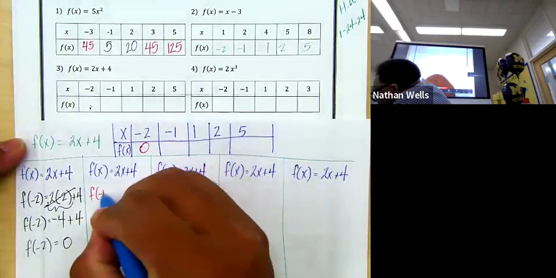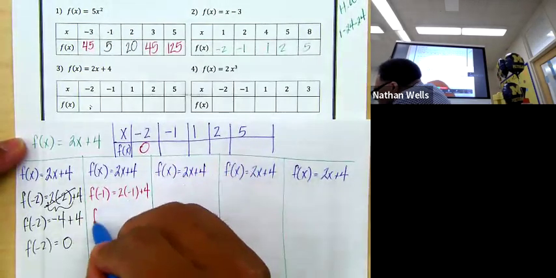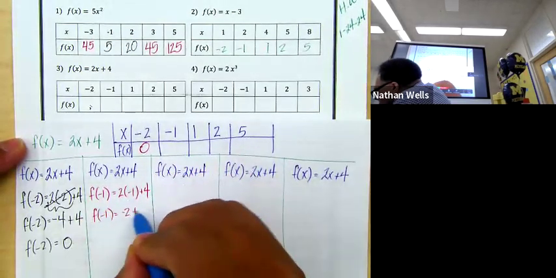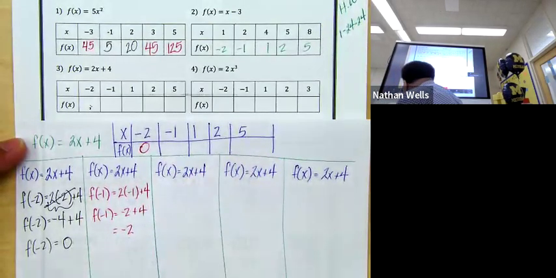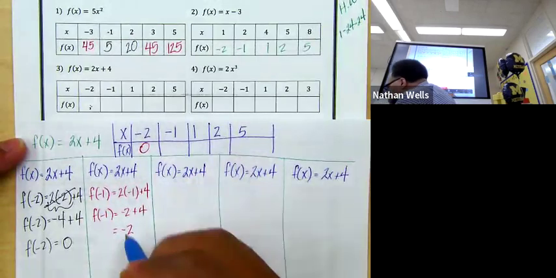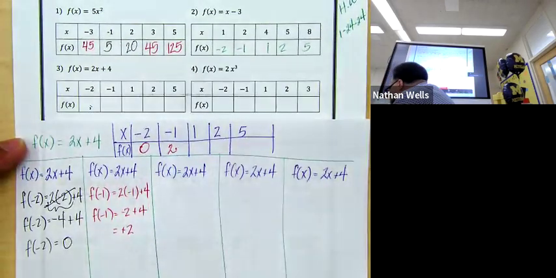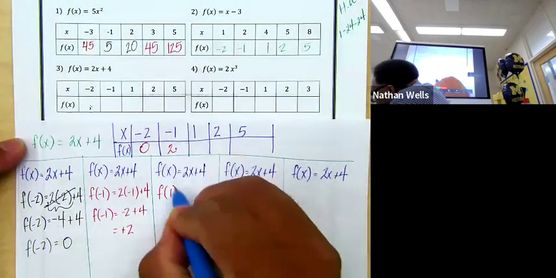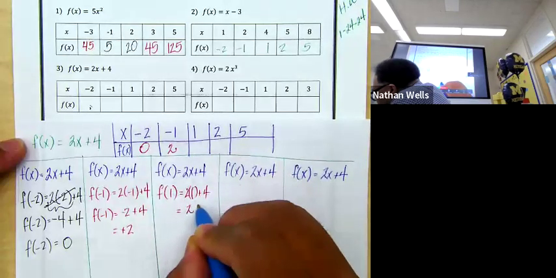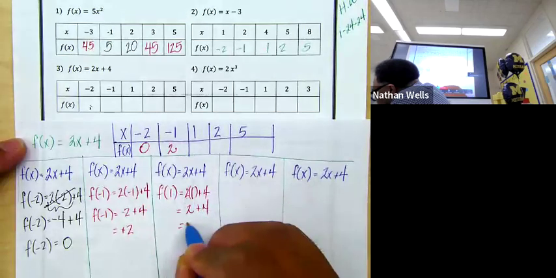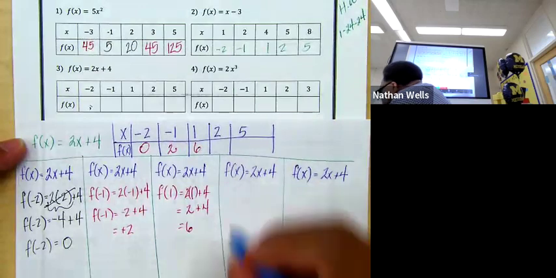Let's try it when x is -1. 2 times -1 is -2, plus 4 is 2. When x is -1, my f of x is 2. When x is 1, 2 times 1 is 2, plus 4 is 6. My f of x is 6.